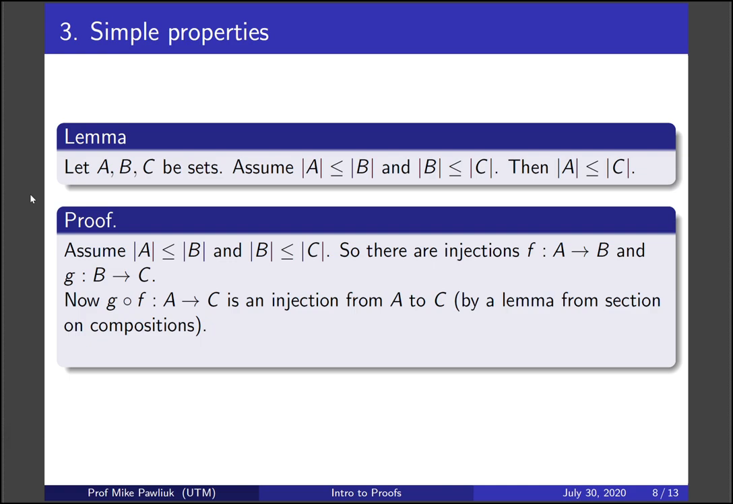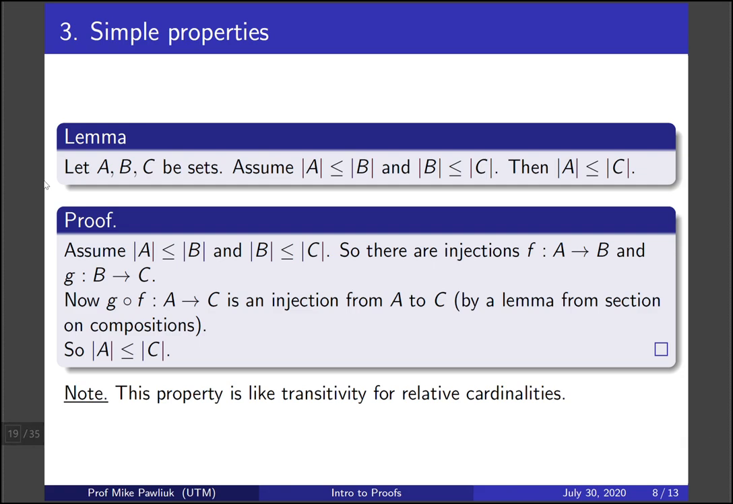Now this composition will be an injection from A to C because it's composed of other injections. And that's a lemma from a previous section. So by definition, the cardinality of A is less than or equal to the cardinality of C. So a couple things to point out. This is a proof by definition unwinding, and we need to use the definitions of these things. And there was one part where we actually had to think about what we wanted to do, but there was really only one move that we could make.